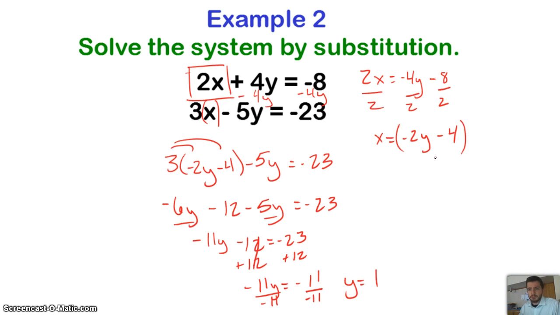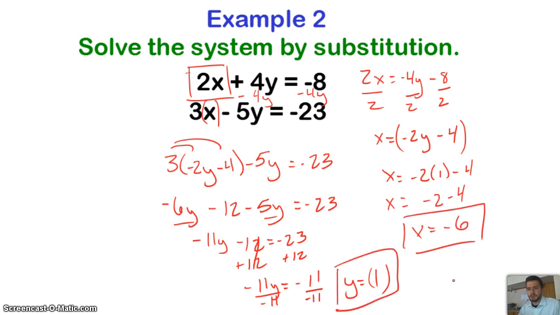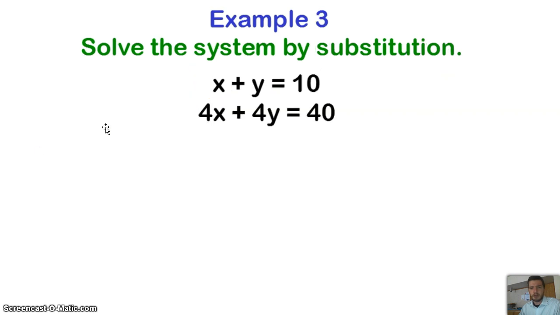And then we'll take it and plug it back in. So again, I'm going to take this 1 up here. It'll be x equals negative 2 times 1 minus 4. Negative 2 times 1 is negative 2, minus 4. So x equals negative 6. So our ordered pair will be negative 6, comma 1. And I'm not going to plug this one in. I want to go ahead and keep going with the examples. But again, you just want to plug it into both equations to make sure you get the right answer. All right, 2 more.